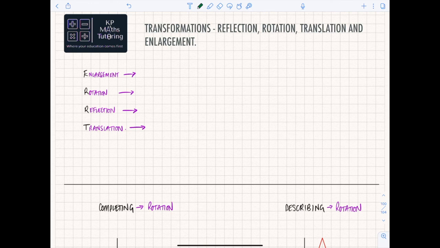So in this one we're going to talk about transformations. We're going to go through all four of them. We're going to talk about which ones would be on higher, which ones would be on foundation, and how to do them. So let's jump straight in.